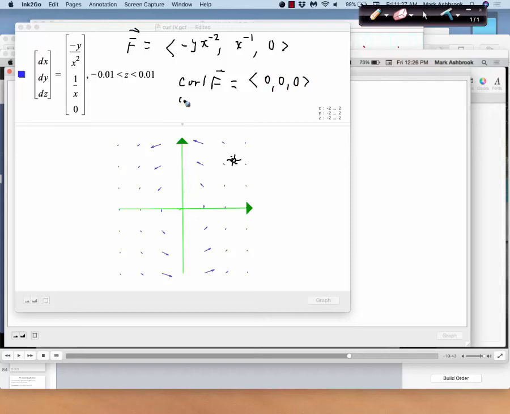So a curl of 0 means an irrotational vector field. There's no rotation point-wise. The whole thing could be spinning globally, but at any given point, there's no tendency of rotation, right? The rotational rate of change is 0.